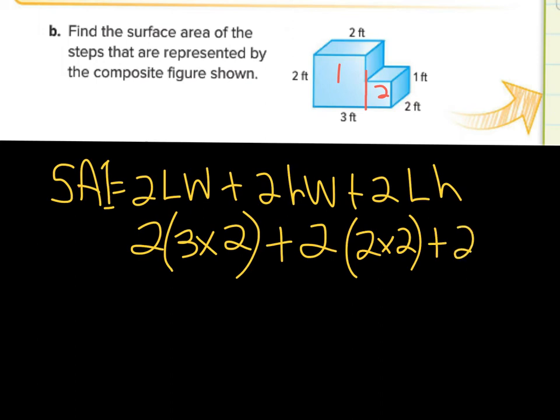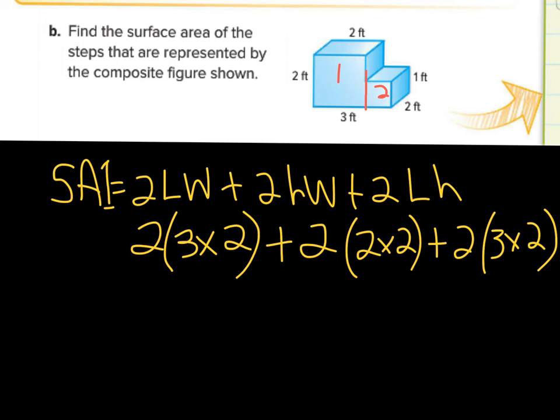Now, the length times the height is going to give us the front panel and the back panel. The one that you can't see, it's because this front wall here is also on the back. So our length is 3 times, and then the height is 2. And there we have it. Now we solve for that. Remember, multiplication before addition, so we have to multiply all of these first inside the parentheses, and then we multiply by 2.